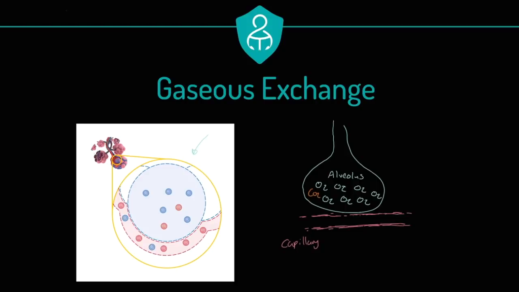So we can describe this as having low PCO2, but we can describe it as having high PO2. Okay, so the partial pressure of CO2 in that alveolus is low, but the partial pressure of oxygen in that alveolus is high. Meanwhile, coming past here we've got our flattened red blood cell, our flattened disc, which is squeezing through this capillary, very snug fit, by the way.